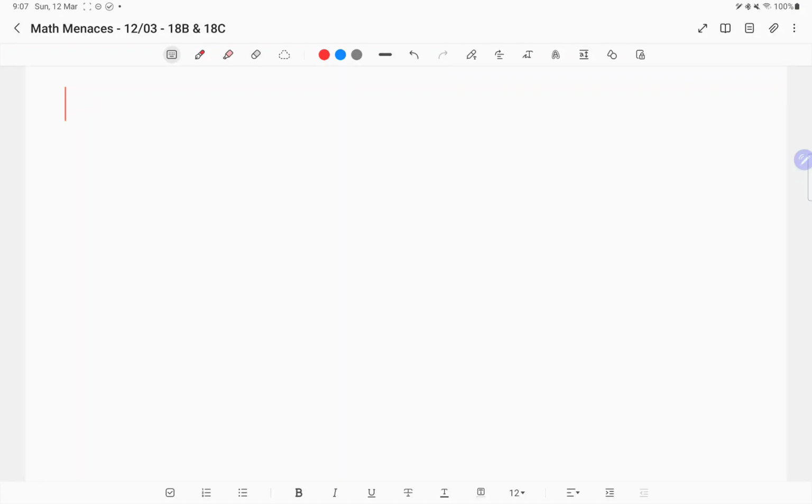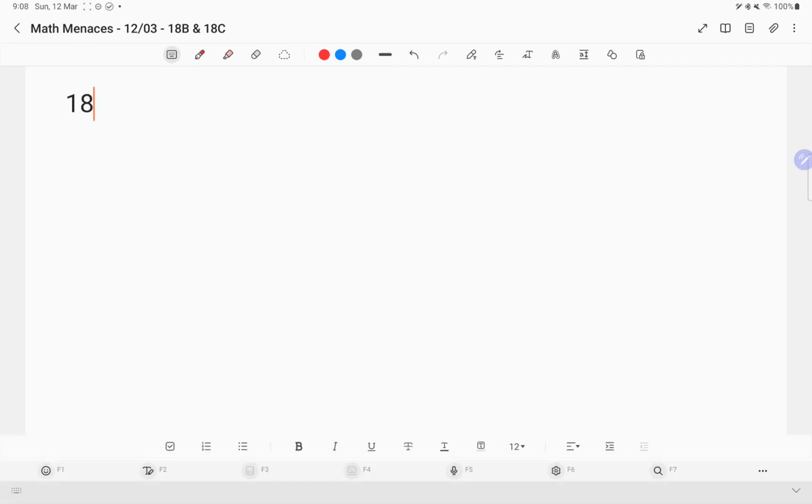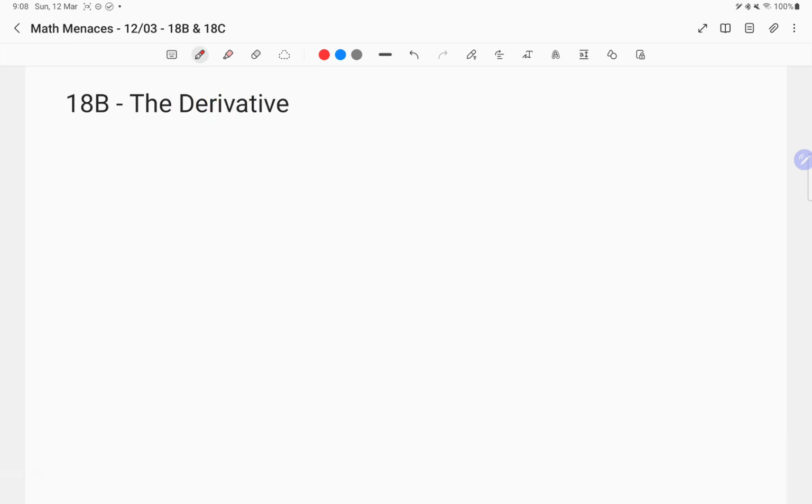Okay, today we are going to go back to 18b a little bit, the derivative. So 18b, the derivative. Charlie, can you give me a definition of the derivative? What does that even mean? Isn't it like the gradient of a line? Yes, you're close. It gives you the gradient function. Okay, the derivative gives you the gradient function.